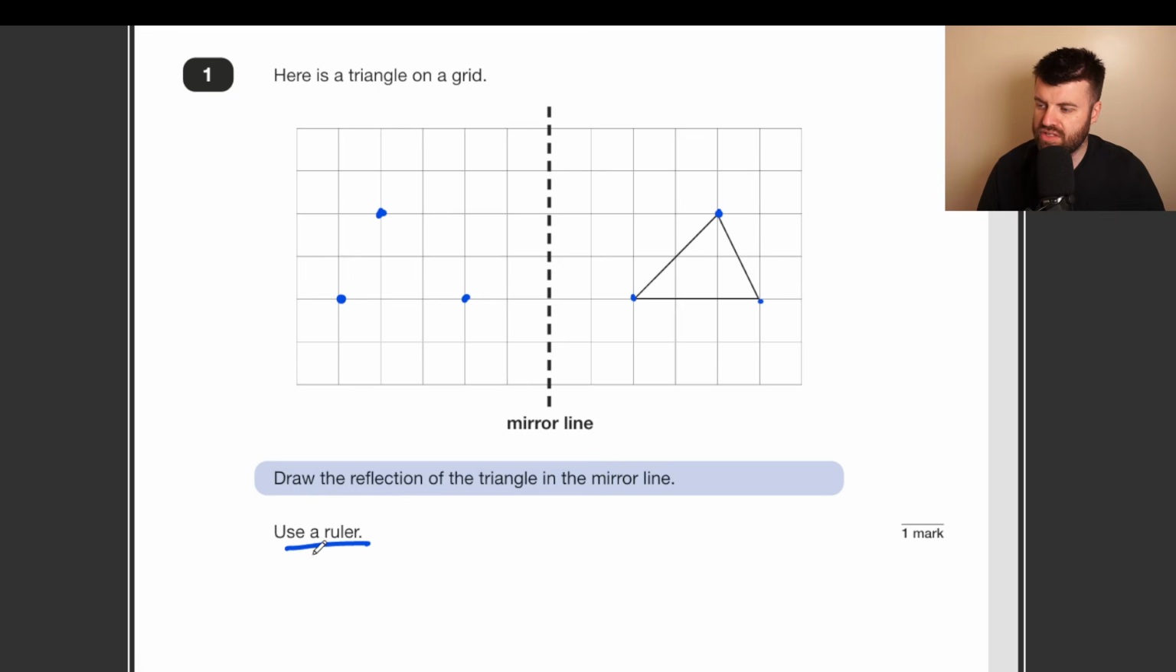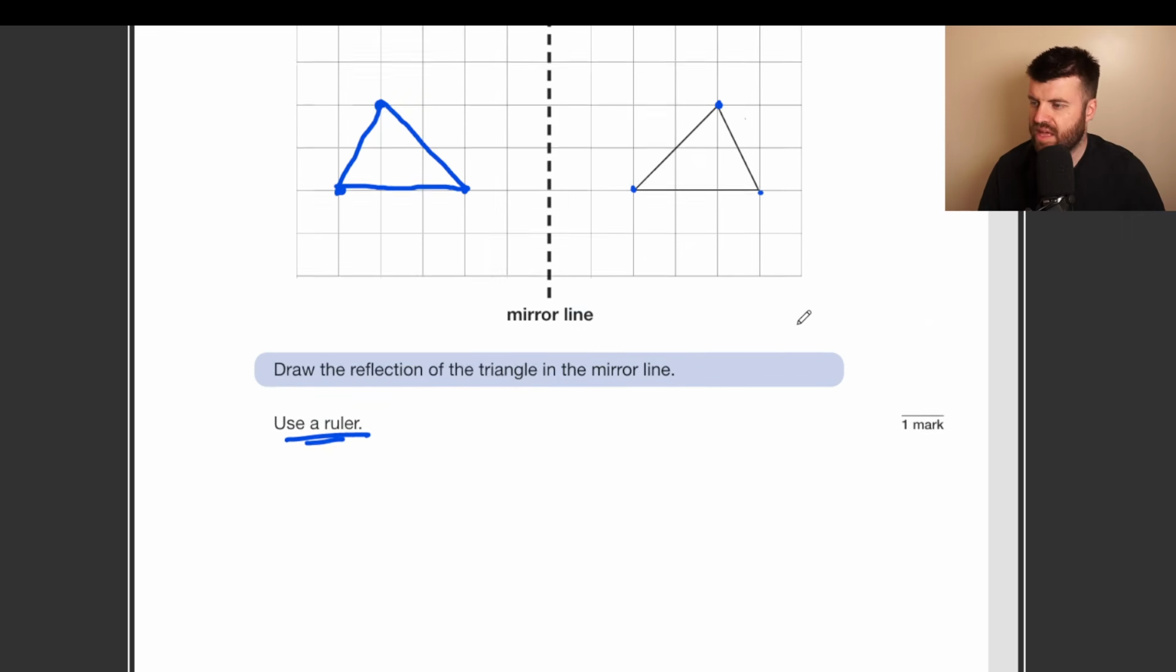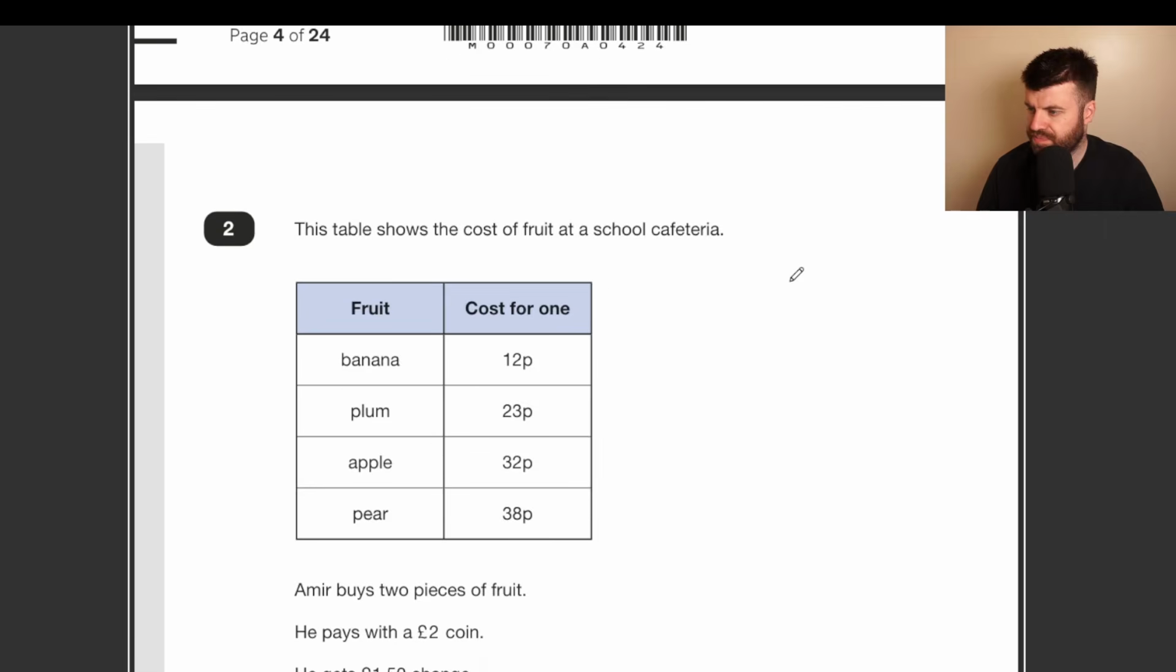The only thing I would say to you here is use a ruler. Don't do what I'm about to do because it says use a ruler. I'm using freehand with my mouse. And we can go across and along. And that's the reflection. What they'll be looking for is you've used a ruler for the lines and the corners are in the right coordinates there. So that's how we reflect. Quite a straightforward start.